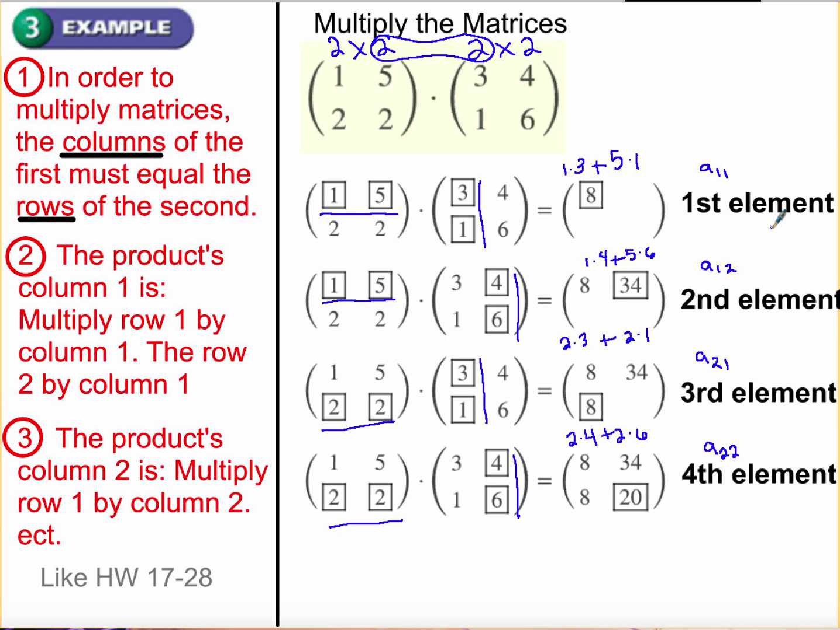I hope that wasn't too confusing. I hope it helped having everything all worked out for you already. And your answer matrix is this matrix down here. It is in fact a 2 by 2 matrix, just as we predicted up at the beginning.